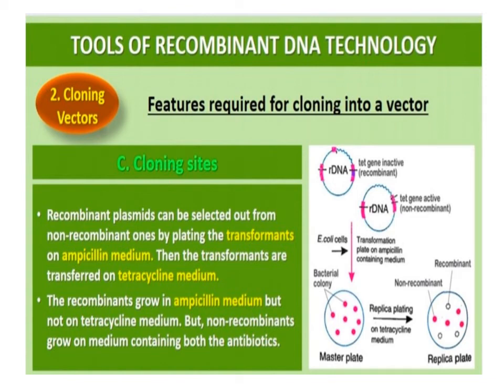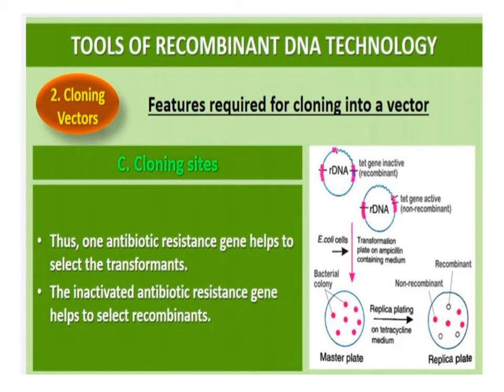Recombinant plasmids can be selected out from non-recombinant ones by plating the transformants on ampicillin medium. Then the transformants are transferred to tetracycline medium. The recombinants grow in ampicillin medium but not on tetracycline medium, but non-recombinants grow on medium containing both antibiotics. Thus, one antibiotic resistance gene helped to select the transformant, and the inactivated antibiotic resistance gene helped to select the recombinant. This technique is called insertional inactivation.